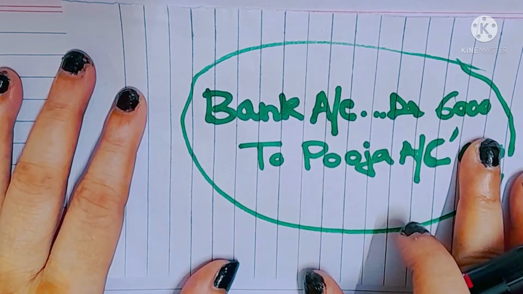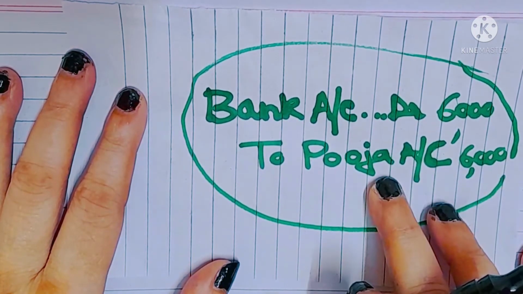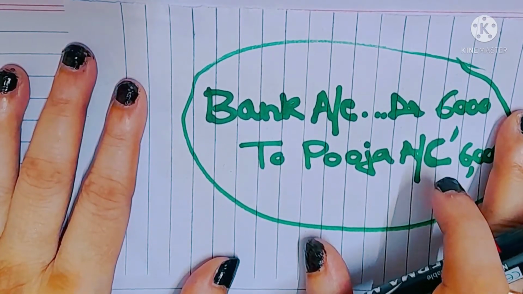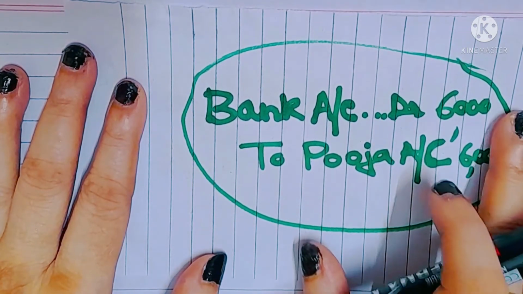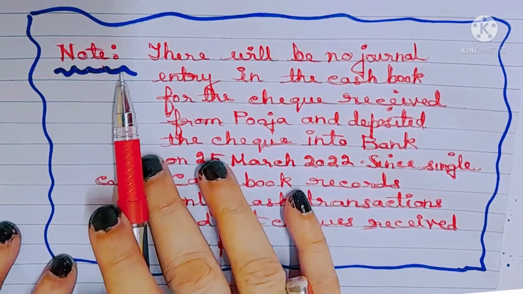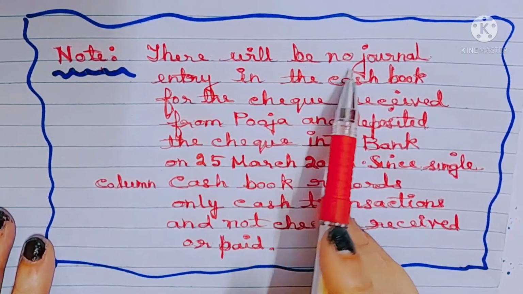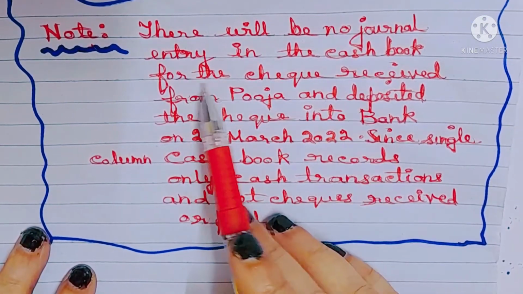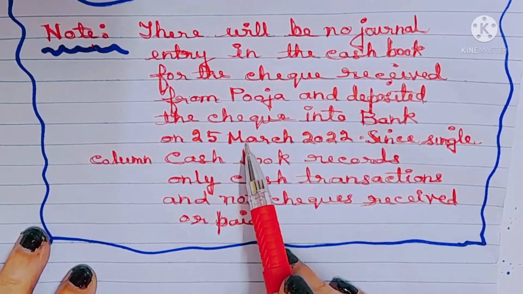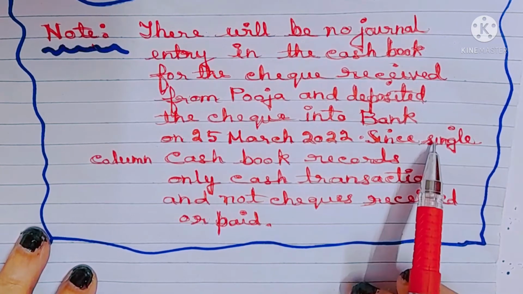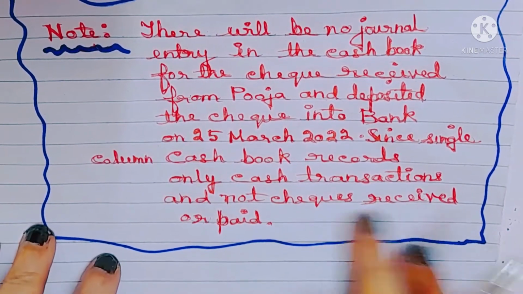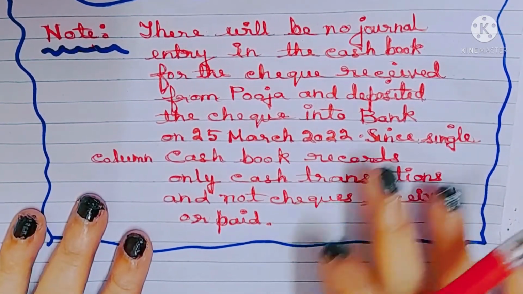So single column cash book only records cash transactions and not banking transactions. So this journal entry will not be recorded in a single column cash book. Okay, instead we'll have to write a short note. Let me show you what to write. So we'll have to write a short note below the cash book. Note: there will be no journal entry in the cash book for the check received from Pooja and deposited the check into bank on 25th March 2022, since single column cash book records only cash transactions and not checks received or checks paid. Okay, understood?